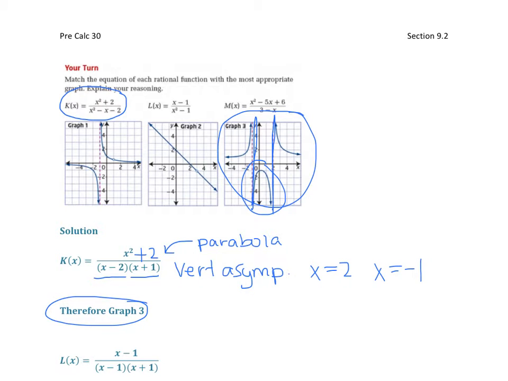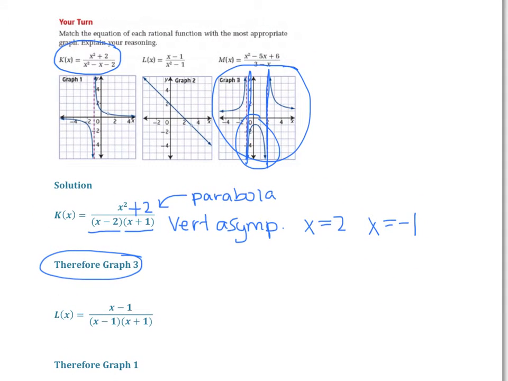Let's now take a look at the rational expression L(x). Again, the top doesn't factor, the bottom does. It's a difference of squares, so we get x minus 1 and x plus 1. You can see that we have something that crosses off here, the x minus 1 and the x minus 1. So we actually have a hole at x equals 1 and a vertical asymptote at x equals negative 1.